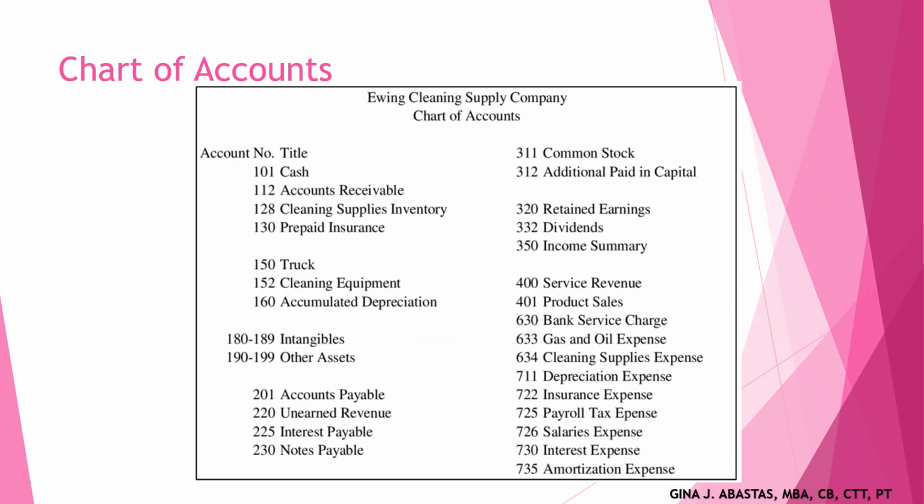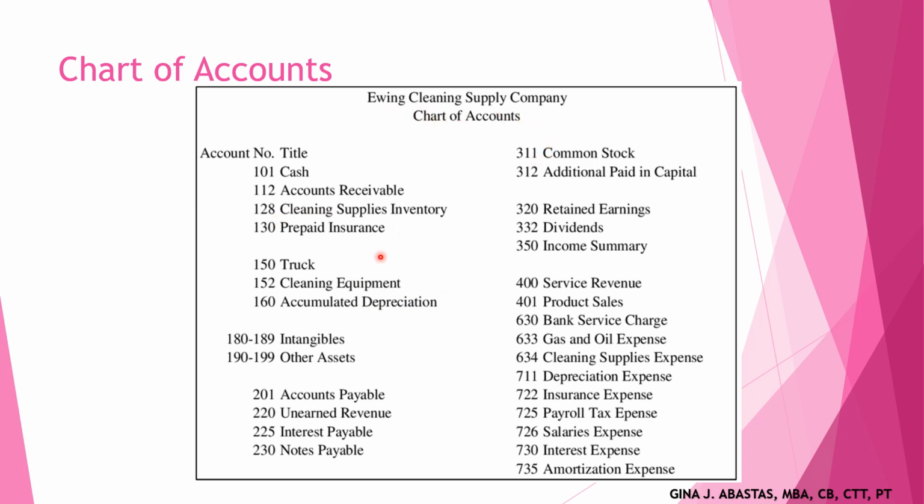When you say chart of accounts, so this is the list of all your company's accounts used, and this is listed together in one place. So just like this one. So the main account types include assets, the liabilities here, and the owner's equity. This one, income and expenses. So this is a sample chart of account list. So this is the chart of accounts for a fictional business. So we have here Ewing Cleaning Supply Company.